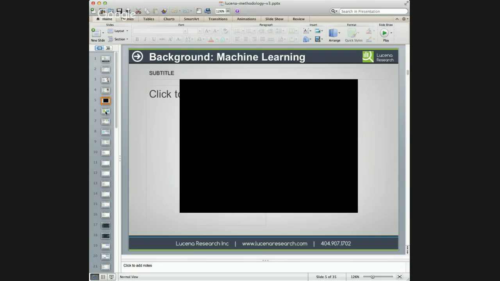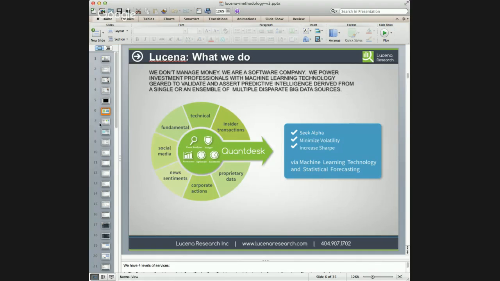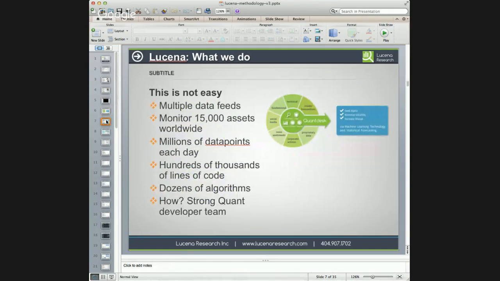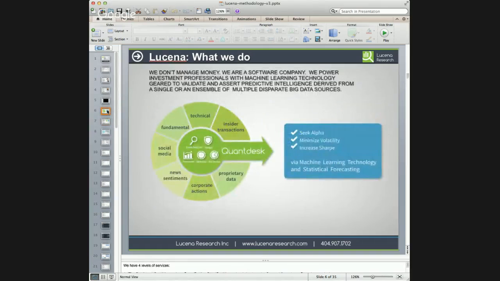You all know about me. I'm going to skip the PR about our company, well, I'll give you a little bit of PR. My company, Lucena, we don't manage money directly. We're a software company, and what we do is we provide decision support to wealth managers. We have partners who are wealth managers. They use our software and/or our strategies to manage the funds of their clients.